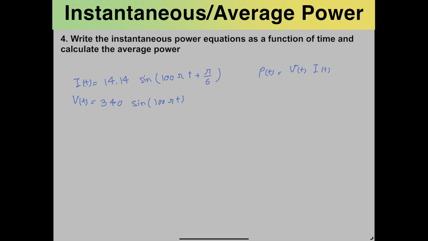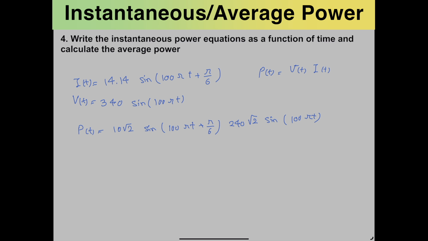So simply this is how the power in instantaneous format will be calculated. It's essentially 10 square root of 2, which is 14, sine 100 pi t plus pi over 6, and times 240 square root of 2 sine 100 pi t. So that is how the p of t is going to be calculated.